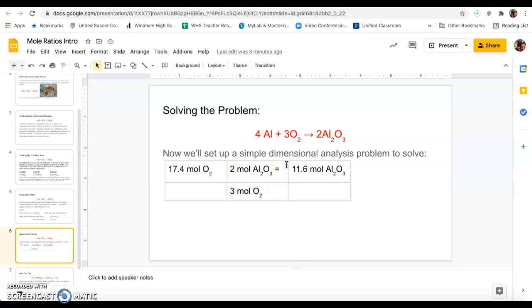And again, no matter how much oxygen we started with, the ratio is always going to be 2 to 3. And so if we do this math, again, multiplying across the top, dividing across the bottom, 17.4 times 2 divided by 3 gives us an answer of 11.6 moles of aluminum oxide. And this answer makes sense because we have a 2 to 3 ratio, so we would expect that we would have less aluminum oxide.